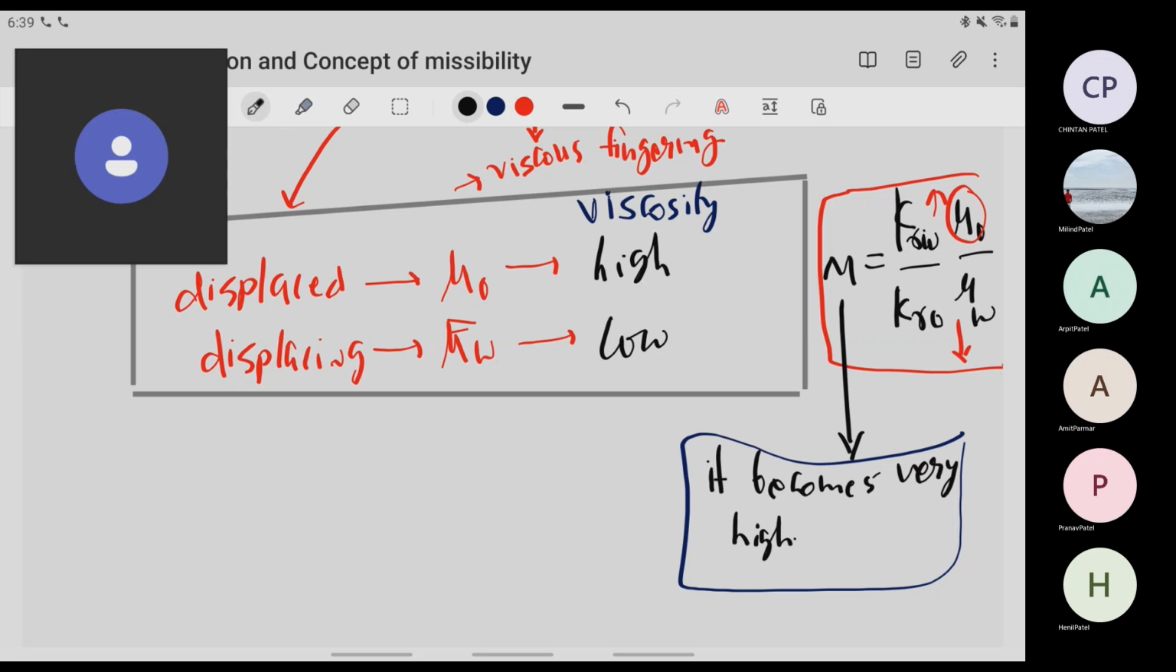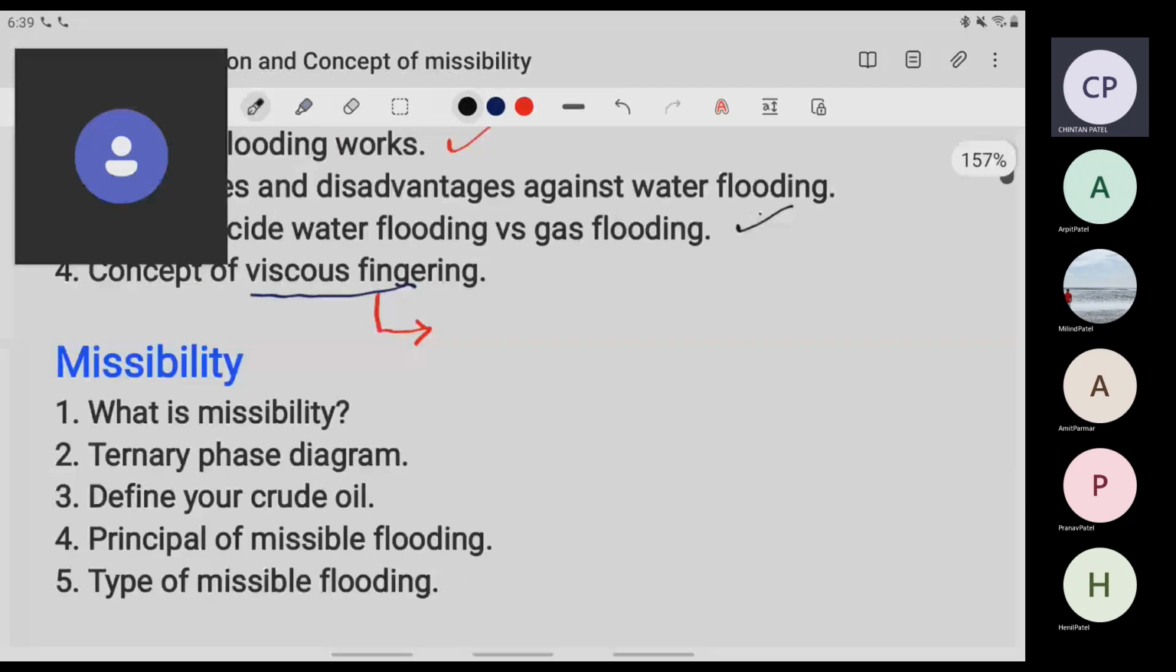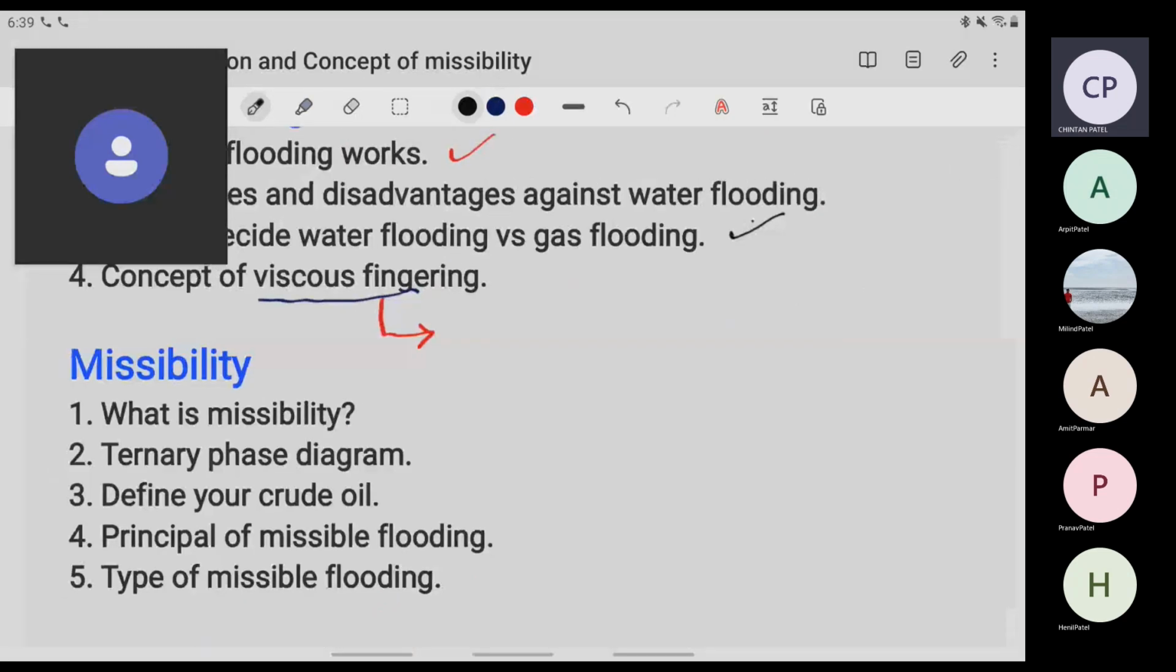So let's start to discuss. Let's move on to the next topic. The next topic is miscibility. Till here we have covered gas injection and water injection. Gas may be miscible or immiscible. Till here we have covered immiscible gas injection. We did not discuss miscible gas flooding or miscible gas injection.